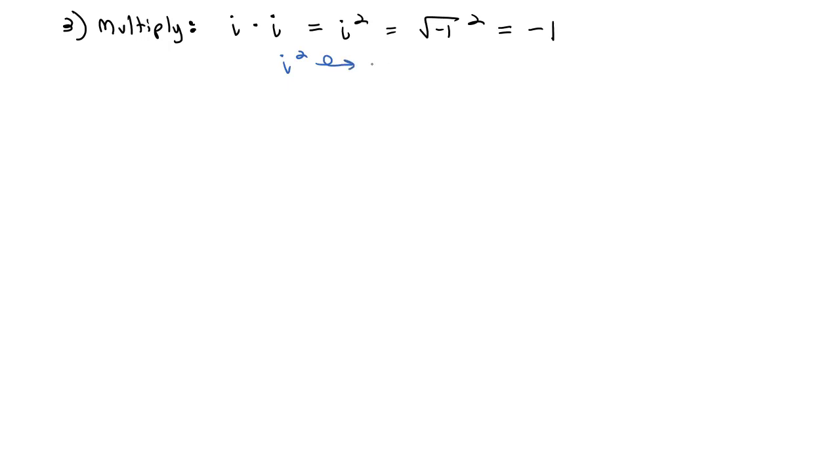Let's talk about multiplying. The main thing that we think about with multiplying is that i multiplied by i, just like x times x is x squared, i times i is i squared. But remember, i is the square root of negative 1, so that's like saying the square root of negative 1 squared, which means square and square root undo each other, leaving just negative 1. In other words, anytime we see i squared, we're going to convert it to the real number, negative 1.